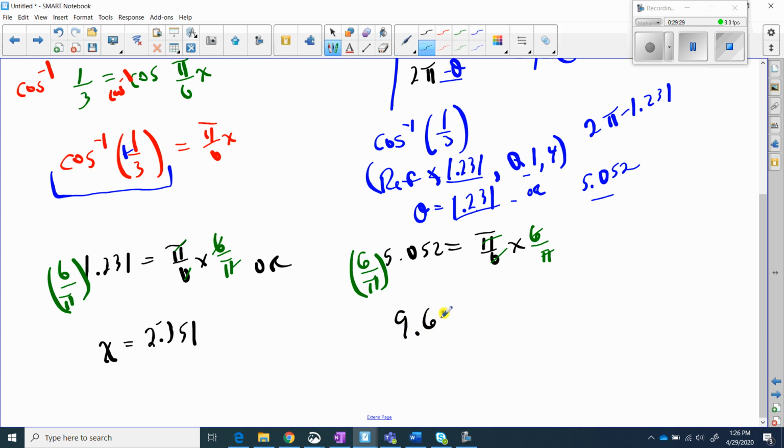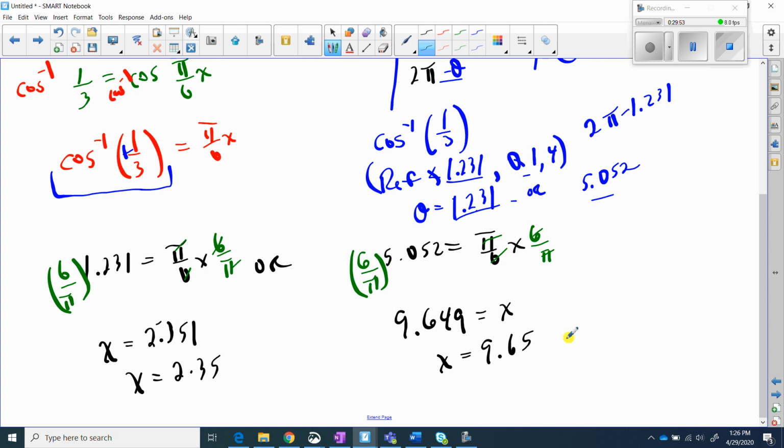9.649 would be another possibility for x. Oh, I ignored something else too. They said nearest hundredth. Let's see what they asked. So x would equal 2.35, and x would equal 9.65, following their instructions, nearest hundredth. Okay, now it just said general solution.